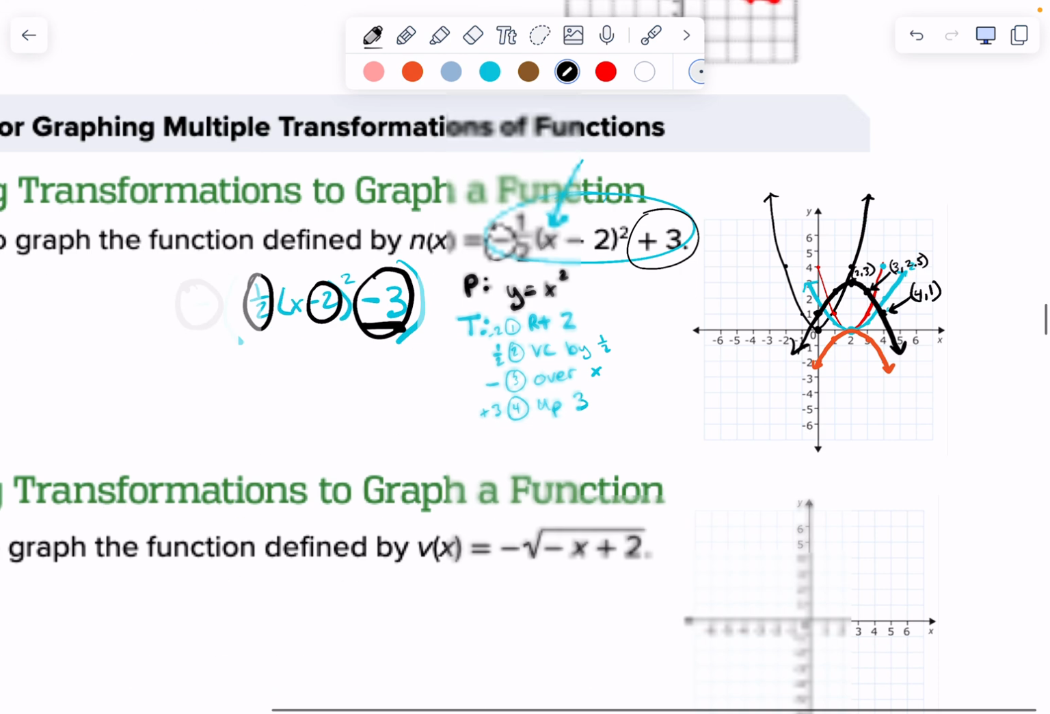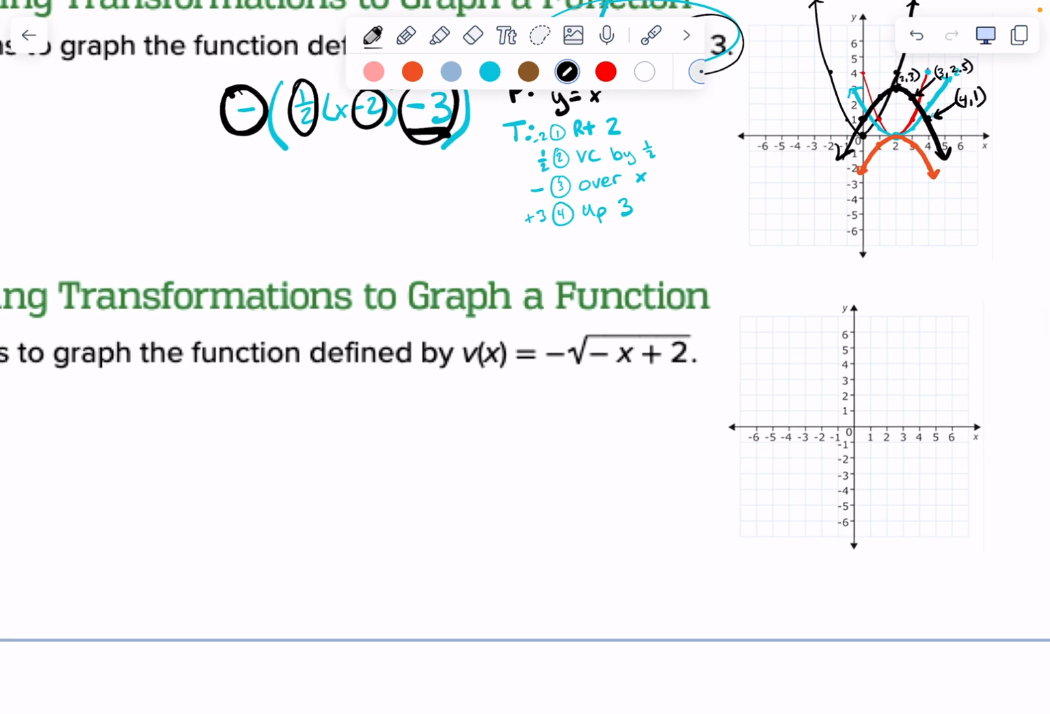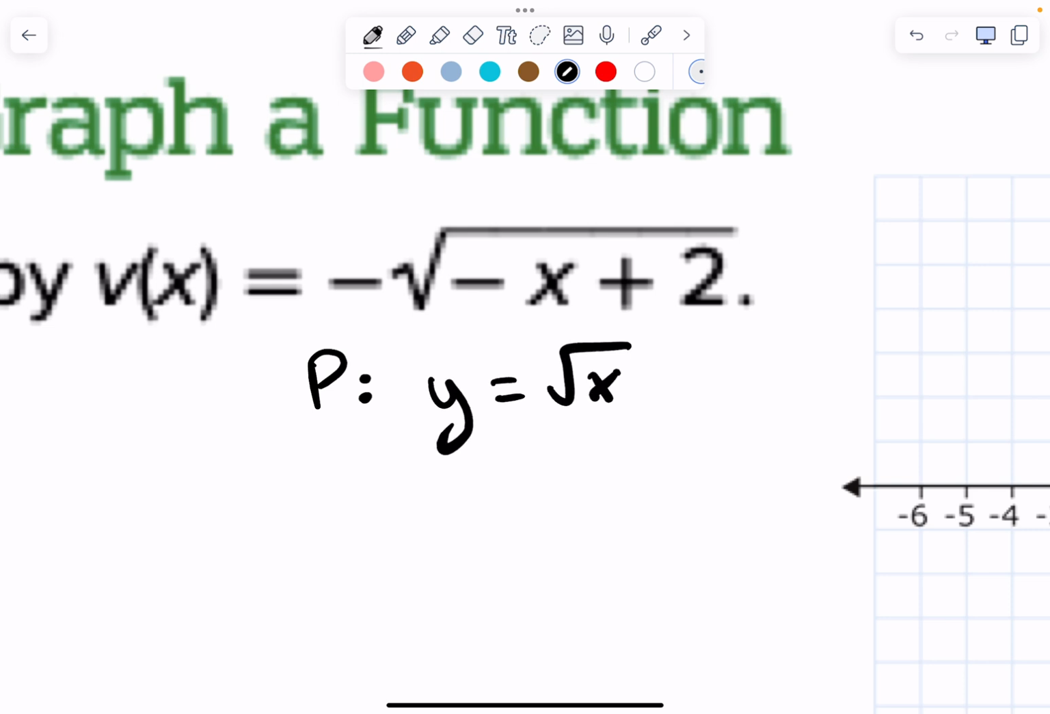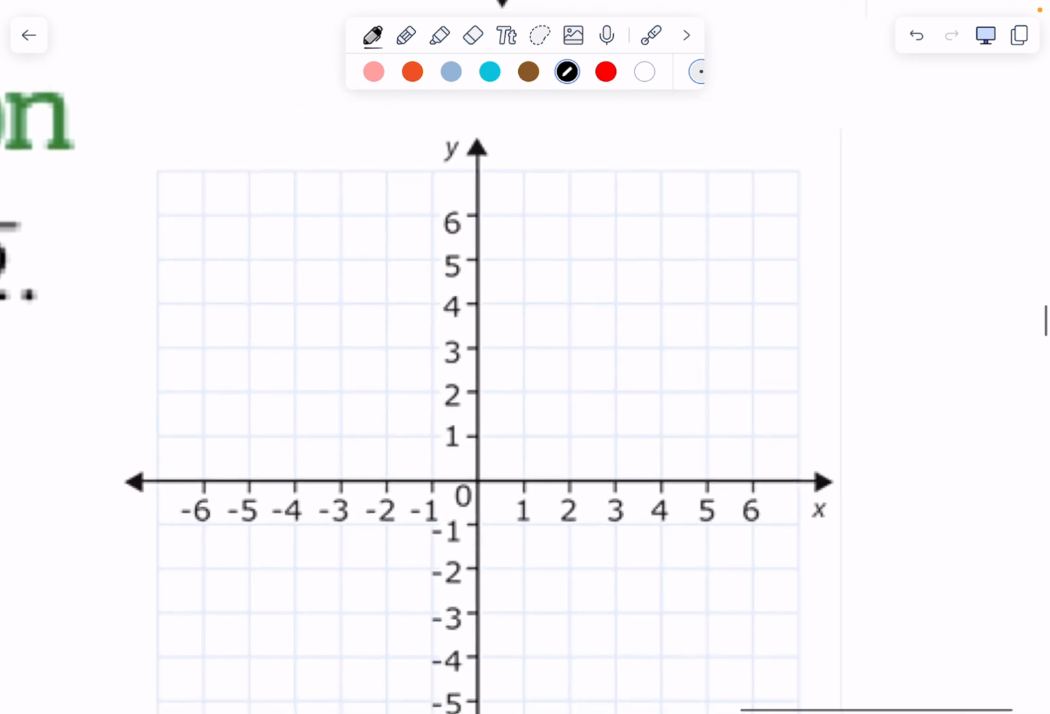Okay, ready? Last one. Ugh, this one's not as bad, I don't think, right? First of all, parent function is what? The square root of x. Okay, if I strip everything away, y equals the square root of x. Are you guys okay with telling that's the parent function? You can kind of decipher that. Okay, square root of x. Let's map out what he looks like. What does the square root of x look like?